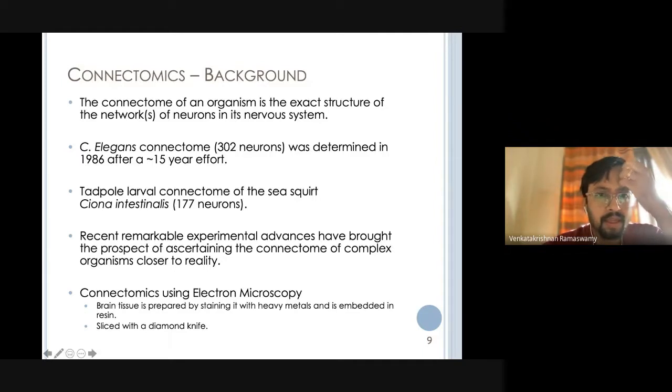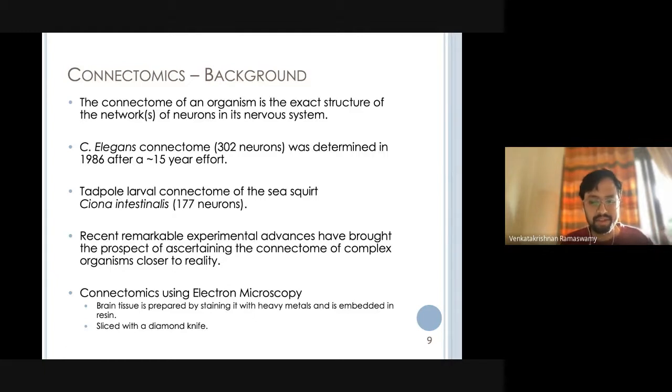The broad technique is fairly old, and the first connectome that was determined was that of the roundworm called C. elegans, which has 302 neurons. This was determined in 1986 by Sidney Brenner and colleagues after a 15-year effort, and all of this was manual.